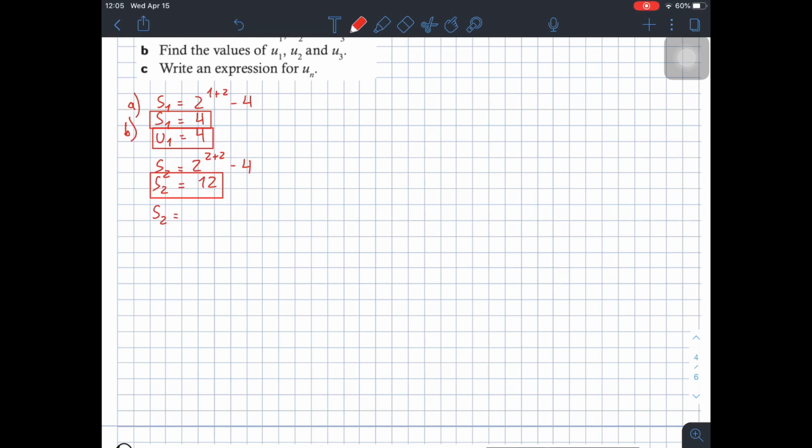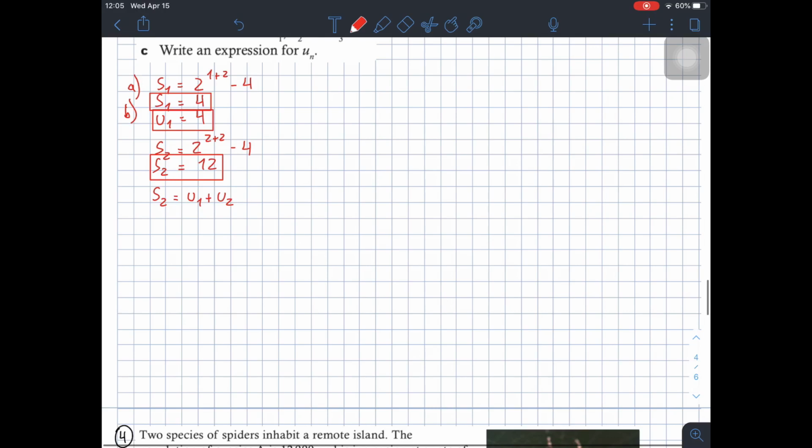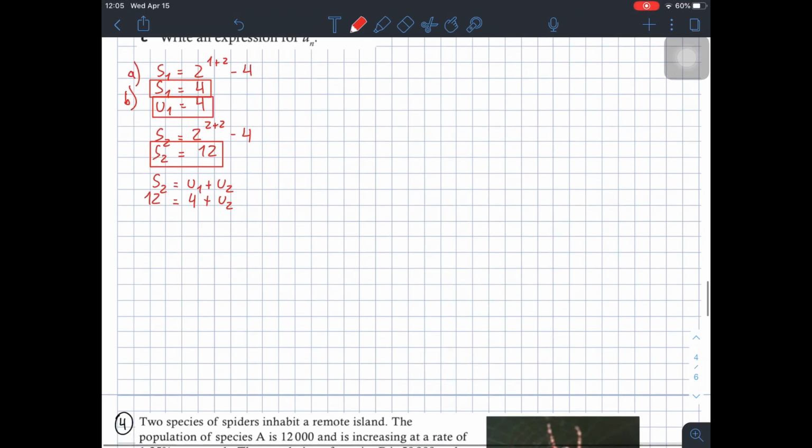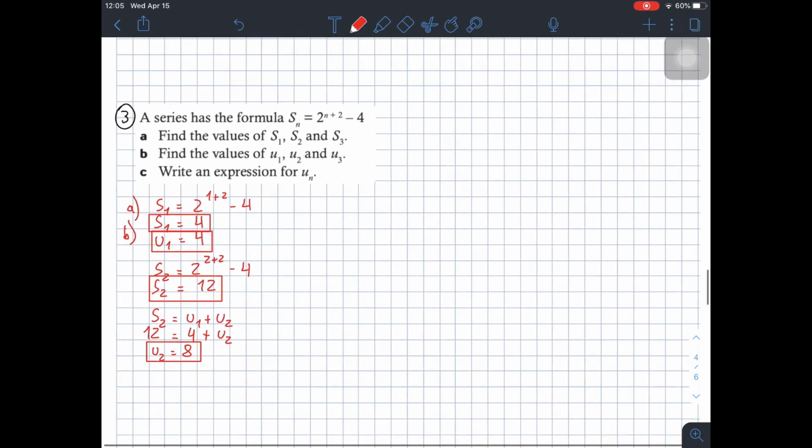S of 2 is the same as saying u1 plus u2, right? So S of 2 is 4, we already found u1, plus u2. So now we're going to find the value of u2. We know that S of 2 is 12, so u2 gives us 12 minus 4, which is 8. So this is the second term of this sequence. So we already found S2 and U2.